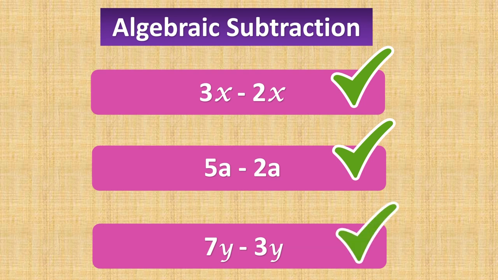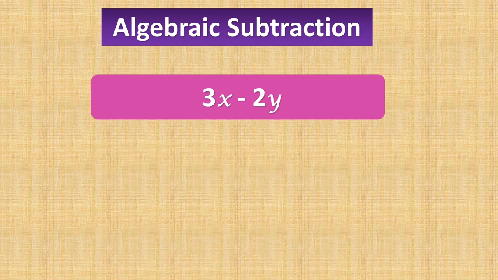Now what about this? 3x minus 2y. Can you subtract 2y from 3x? No, you cannot. Why? Because both terms have different variables. So similar to what we studied in algebraic addition, over here in algebraic subtraction, the same rule applies. If the two terms have different variables, you cannot subtract the terms.